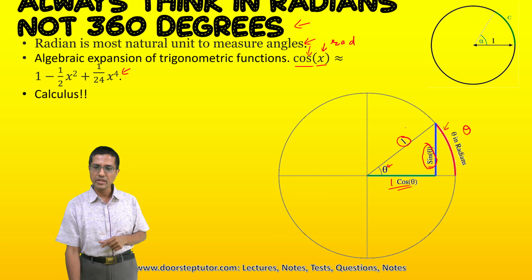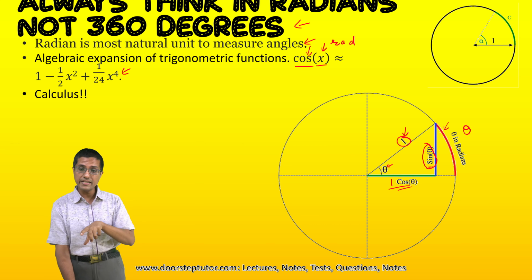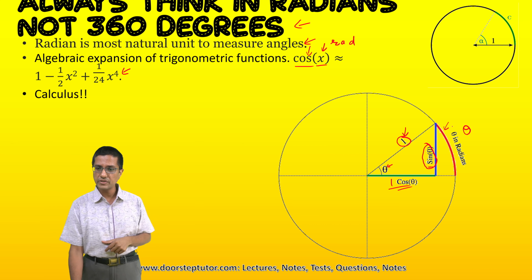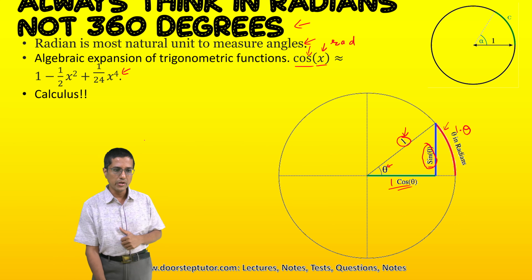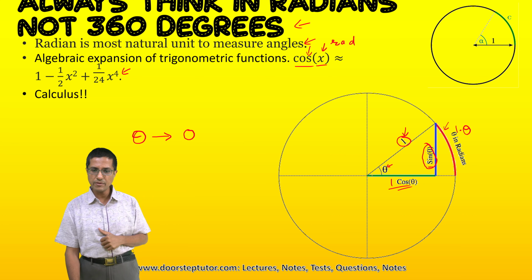Notice that the radius of the circle is actually 1. So this will be equal to 1 into theta, which is simply theta. So what would happen if this theta becomes closer and closer to 0? What would happen? As this theta becomes closer and closer to 0, what would happen?